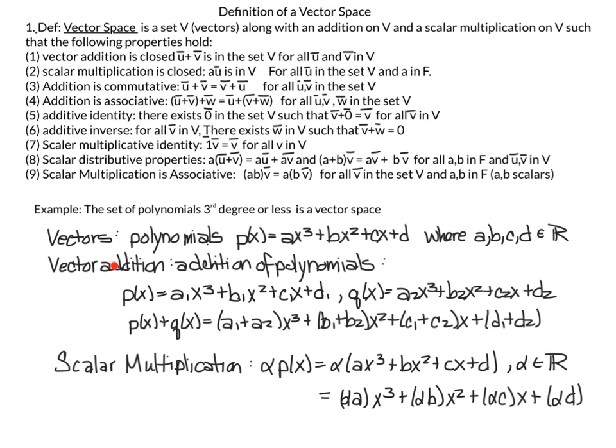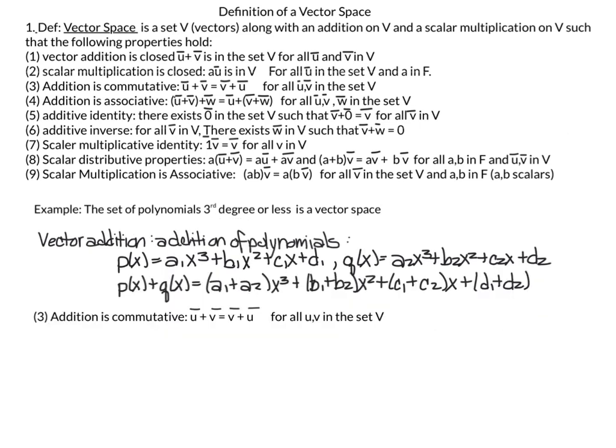You can see that vector addition and scalar multiplication are both closed, satisfying these first two conditions, because when we add two polynomials of degree 3 or less, we're never going to get a polynomial of degree 4, for example. It's always going to be 3, and again, the key here is 3 or less. So it's possible we have a polynomial of degree 2, but that's okay. Scalar multiplication, similarly, when we multiply by a scalar, we're still going to end up with a polynomial of degree 3 or less.